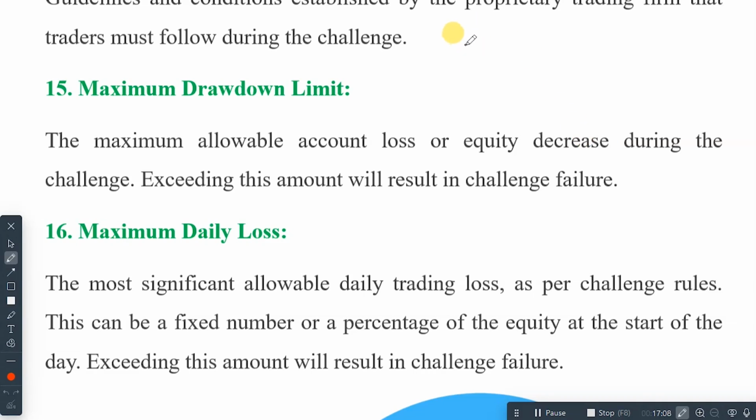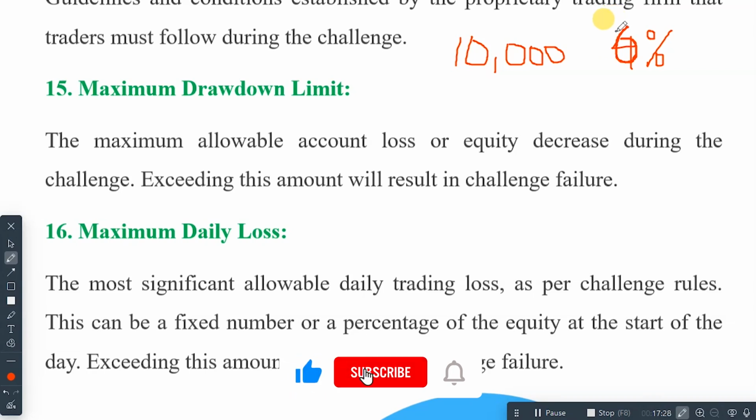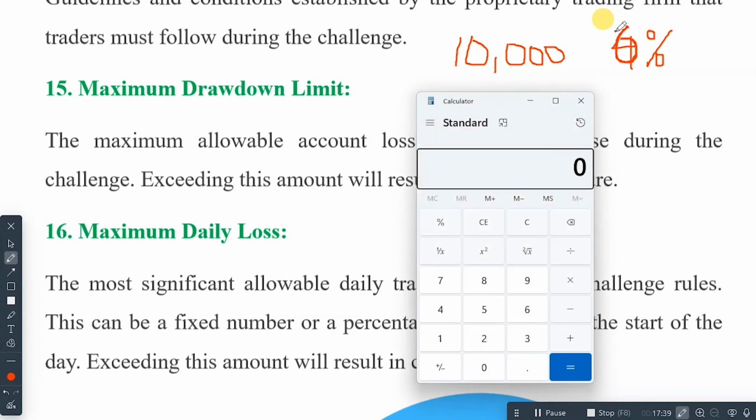For example, if you are given a $10,000 account, you can be asked not to lose 4% of that account or 6% of that account. Now let's check what is 6% of $10,000. And the easiest way to check that is this. We say 6 divided by 100 multiplied by 10,000. So here it is $600.